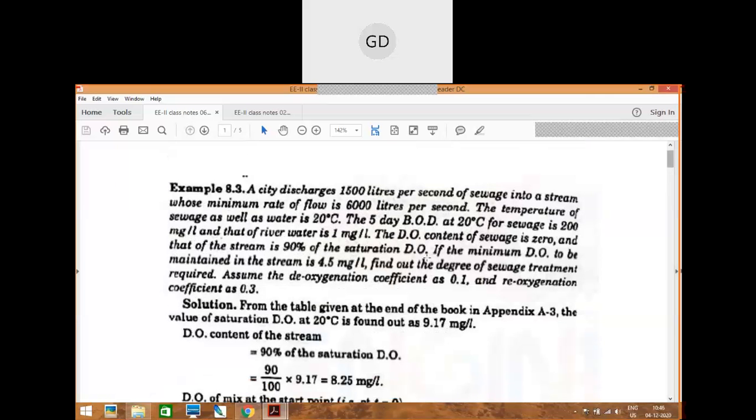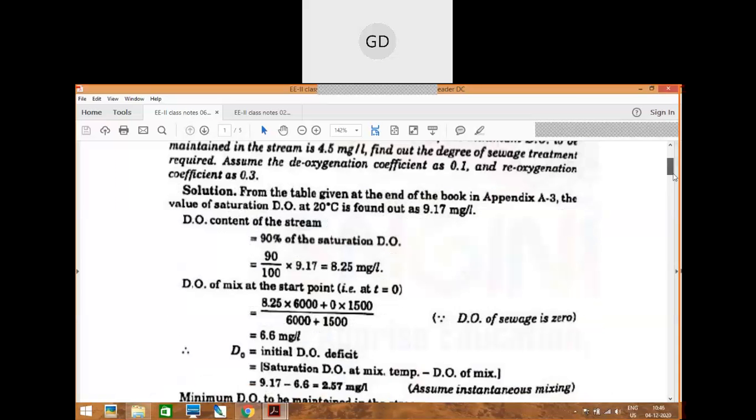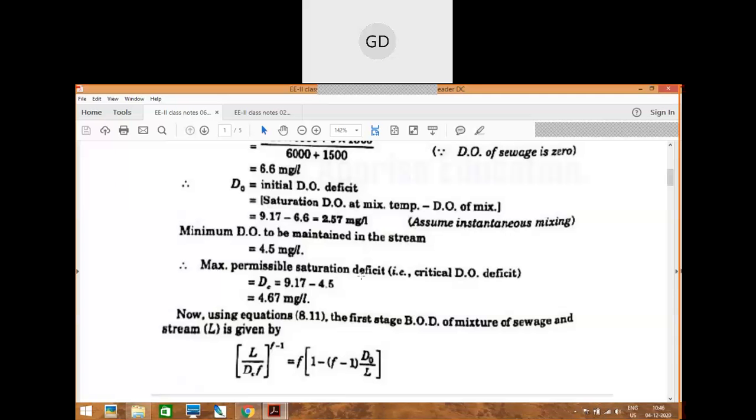Now the minimum DO to be maintained in the stream is 4.5 milligram per liter, which is already mentioned in the question itself. So now they are finding the maximum permissible deficit, that is, the critical DO deficit. The formula is saturation DO minus minimum DO. This 9.17 was your saturation DO and 4.5 is the minimum DO to be maintained in the stream. After subtracting you will get 4.67 milligram per liter.